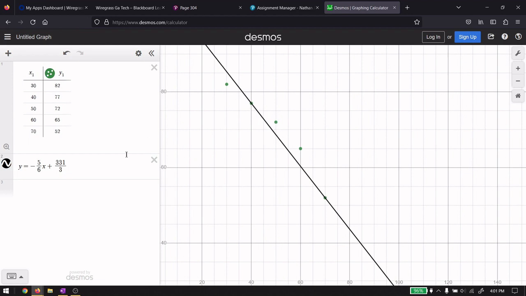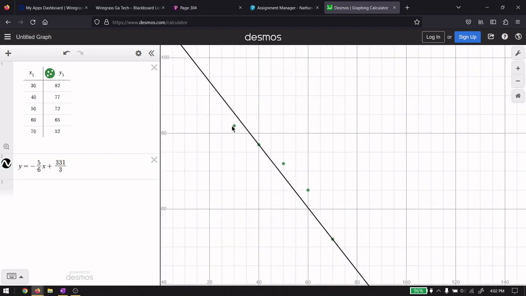Now, the sum of the squared residuals is going to be the height of the distance between the point and the line, but that height's going to be squared, and then you're going to add all of them up. So this distance here is 0 because that line goes through that point. The same thing is true for this one. So really there's only these 3 points that we need to calculate the residuals for. We already have the line.